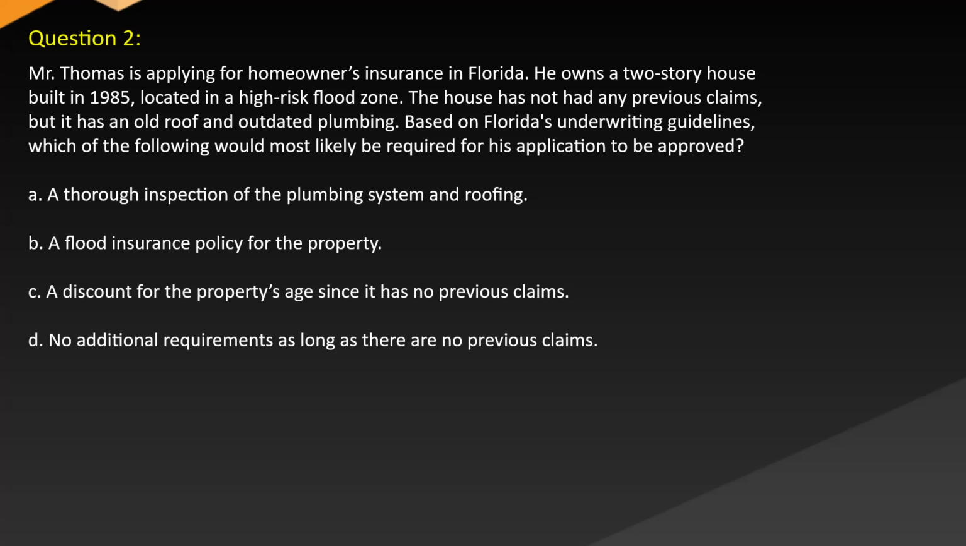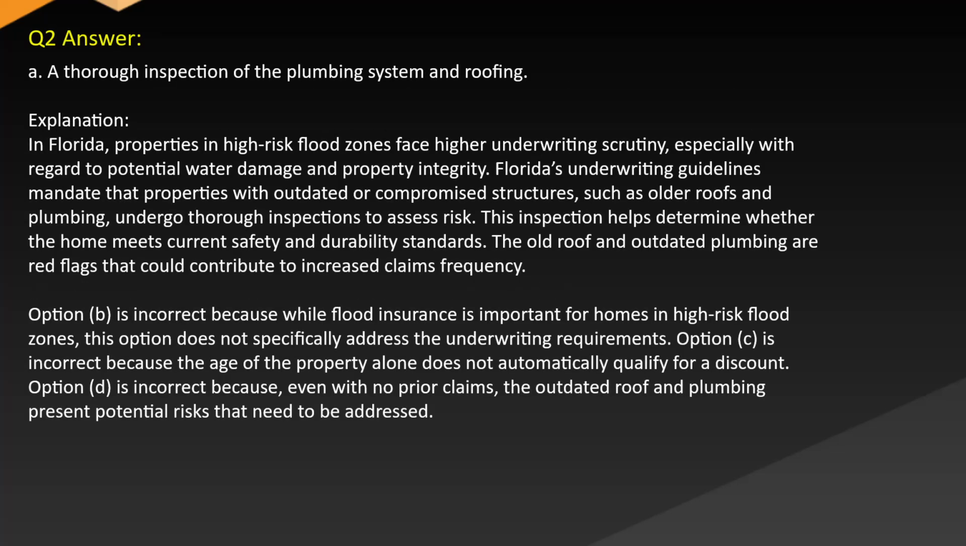A. Thorough inspection of the plumbing system and roofing. B. Flood insurance policy for the property. C. Discount for the property's age since it has no previous claims. D. No additional requirements as long as there are no previous claims. Answer A. A thorough inspection of the plumbing system and roofing.